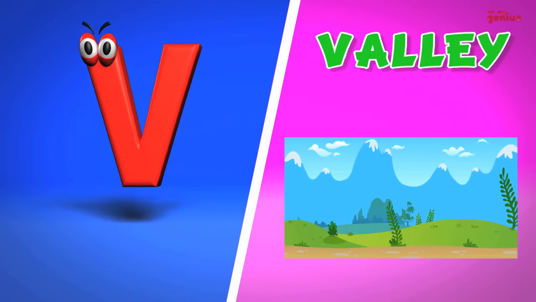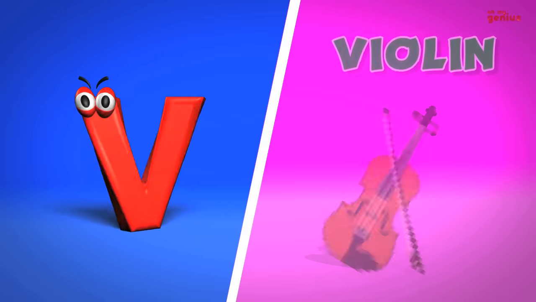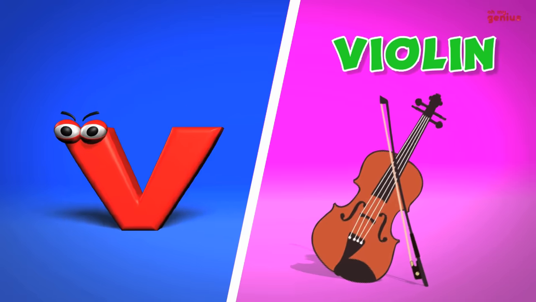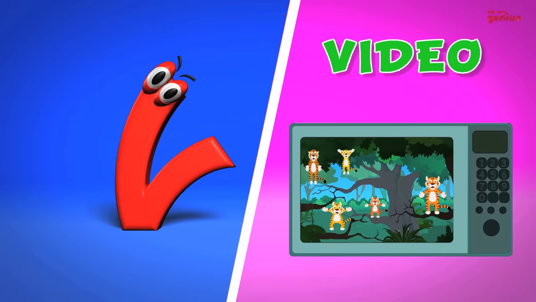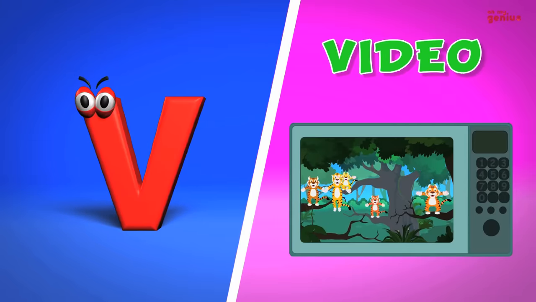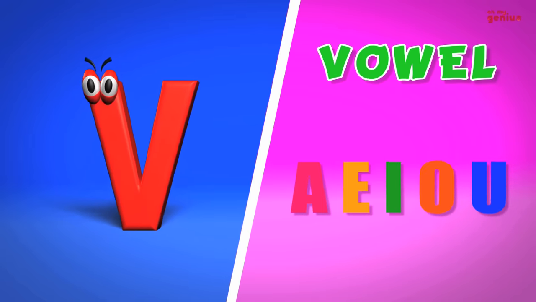V is for valley, V, V, valley. V is for violin, V, V, violin. V is for video, V, V, video. V is for vowel, V, V, vowel.